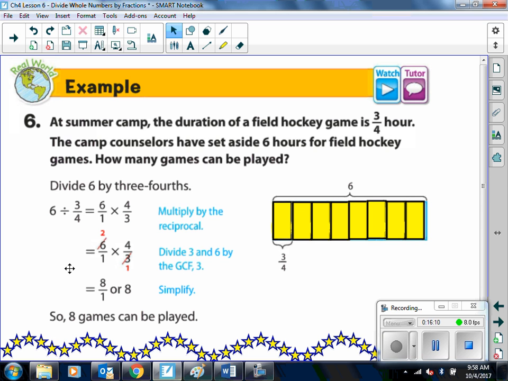Here, if I'm doing it with method 2, we're just going to take 6 and divide it by 3/4. So 6/1 times 4/3. Simplify before we multiply, and we end up with 8/1, which gives us 8 games that can be played.